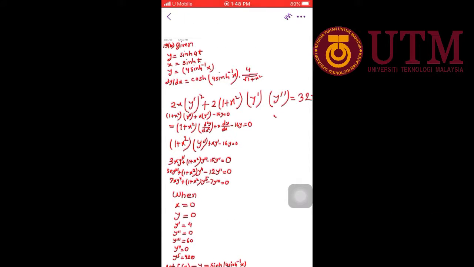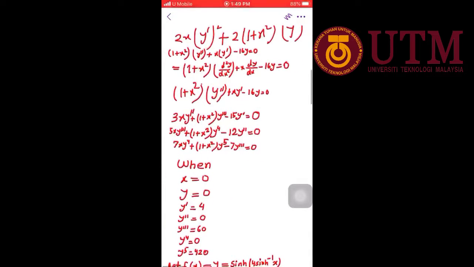And to explain 19b, we are given y equals sin 4t and x equals sin t. After differentiation, we got this equation. After that, if I use differentiation of uv, then we got this equation: 1 minus x squared times y double prime minus xy prime plus 16y equal to 0. And if we want to find the ascending power of y up to x to the power 5, then we got this equation.